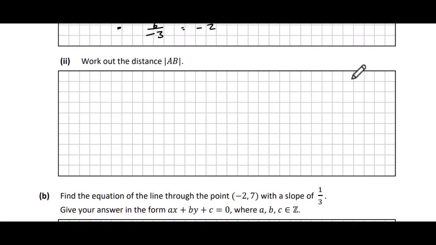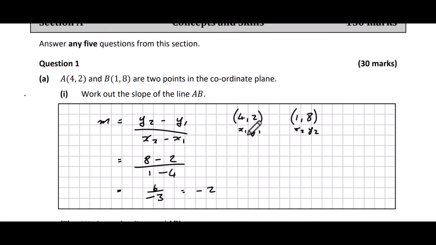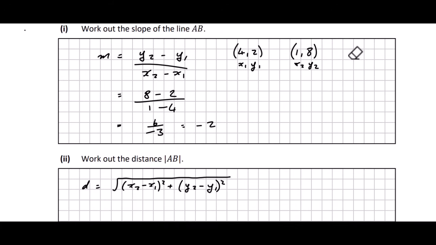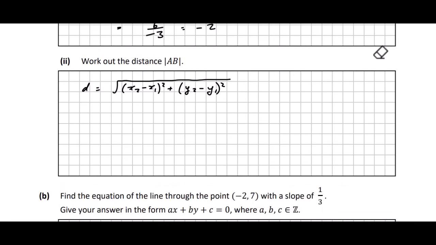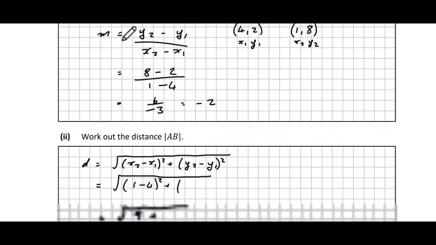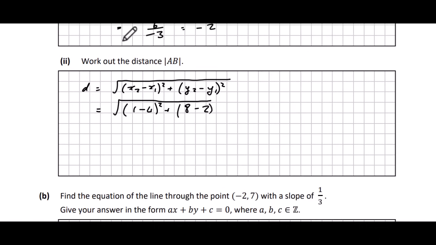Part 2 then, work out the distance from A to B. So same thing again, you've got your x1, y1, x2, y2. Write down the formula. It's in your tables. It's just the square root of x2 minus x1 to be squared plus y2 minus y1 to be squared. So let's see, our x2 is 1 and our x1 is 4. So it's going to be the square root of, again, 1 minus 4 to be squared, plus, and then our y2 is 8, so it's going to be 8 minus 2 to be squared.